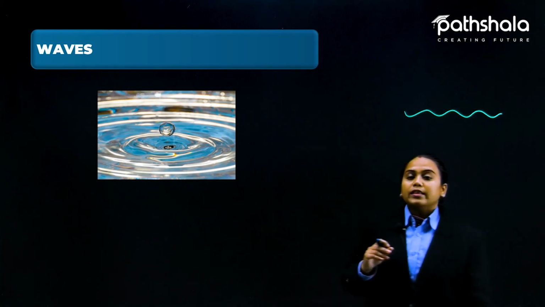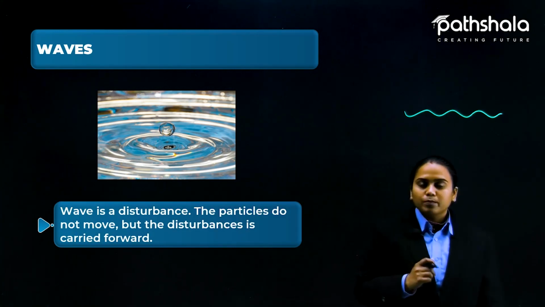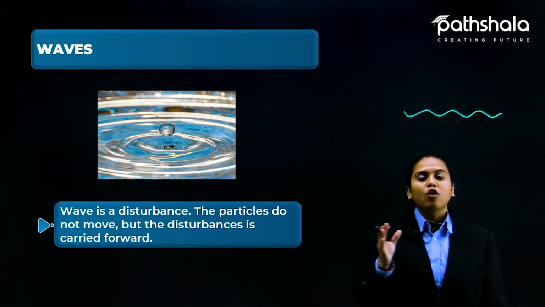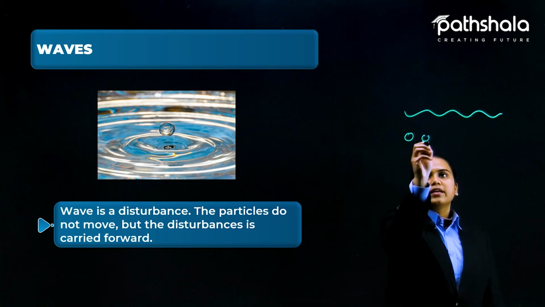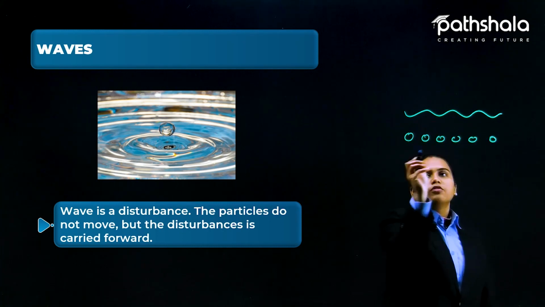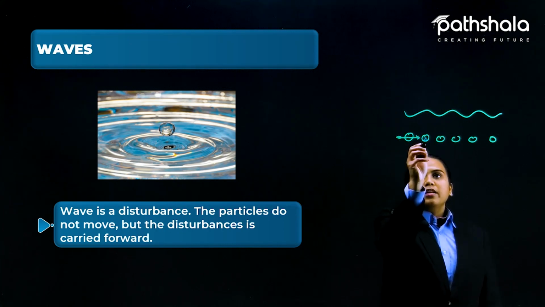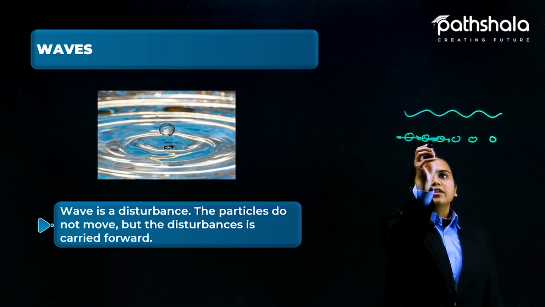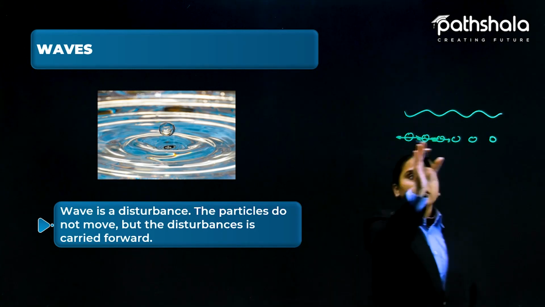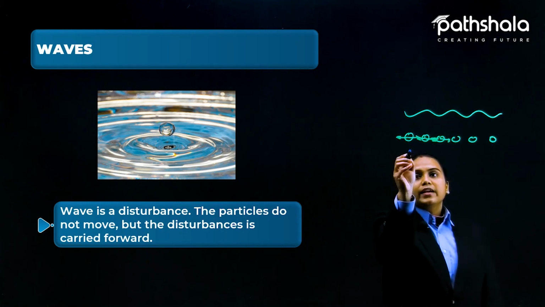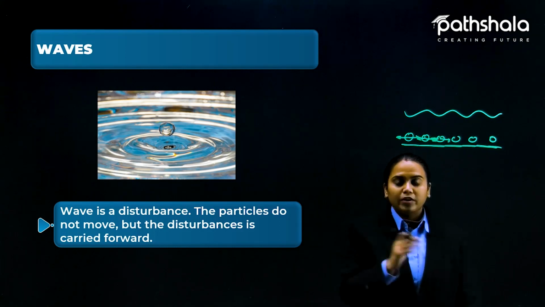So what is a wave here? A wave is a disturbance. The particles do not move, but the disturbance is carried forward. Particles are at the same position, I have told you. The only thing is they are vibrating. They will transfer energy from one point to another. When these get vibrated like this, the information will reach there.